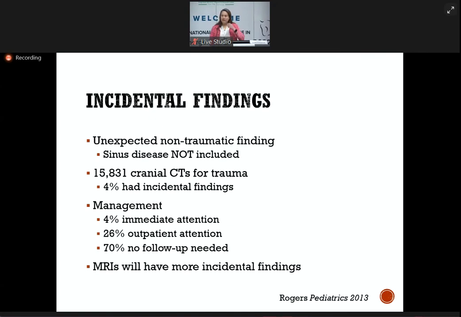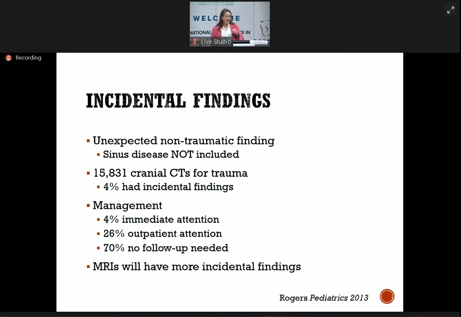What about incidental findings? Whenever you do cross-sectional imaging or any type of imaging, you have to be prepared for things you weren't looking for. So these would be findings that are not related to the trauma, but need to be interpreted and followed up on. So if you don't include sinus disease, because if you did a CT on many of us in the room, we might see some mucosal thickening or swelling of our sinuses.